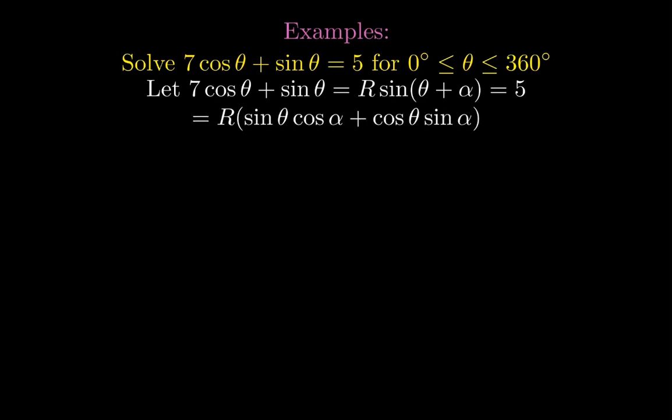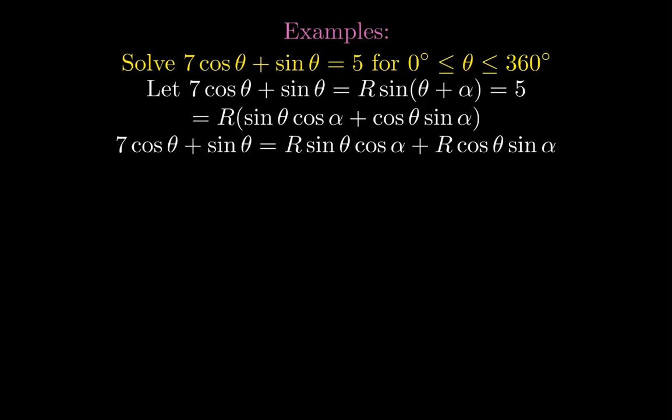That's what we have. And now we shall open the brackets, and we have this. Let me highlight the terms in cos and the terms in sin so that we can see. Now we have the terms in cos. On the left hand side we have 7. On the right hand side we have r sin alpha. The terms in sin, on the left hand side we have 1. Then on the right hand side we have r cos alpha.